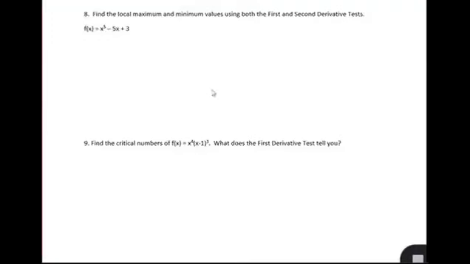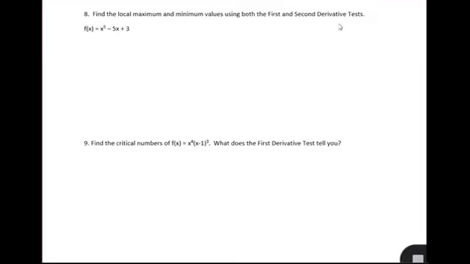This is part 4 of derivatives and the shapes of curves. We are going to pick up with question 8. Question 8 is asking us to find the local maximum and minimum values using both the first and second derivative tests. So let's see what we can figure out.